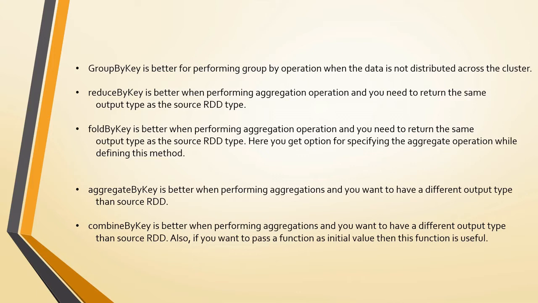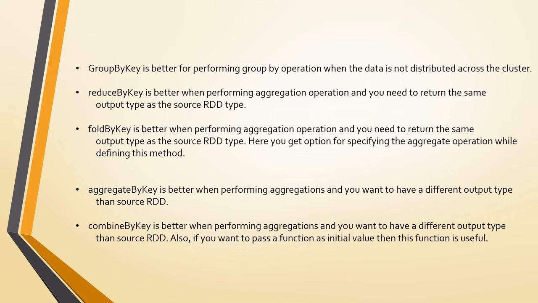When you have a requirement where the resultant RDD will be different from the source RDD, when you are expecting such a result, only then can you use aggregate by key. And aggregate by key takes three parameters: initial value, sequence operation, and combiner operation.